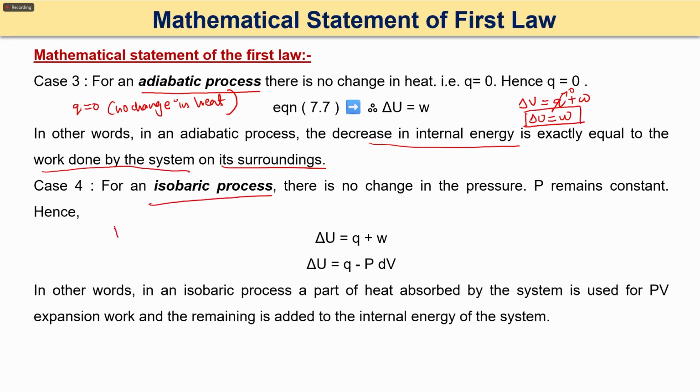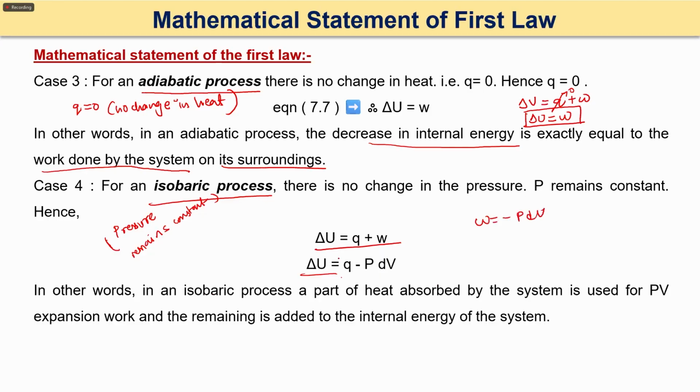For an isobaric process, the pressure remains constant. That means there is no change in the pressure. So if your delta U is Q plus W, this is the mathematical statement of the first law, then delta U will be equal to Q minus PdV, as work done is nothing but minus PdV.